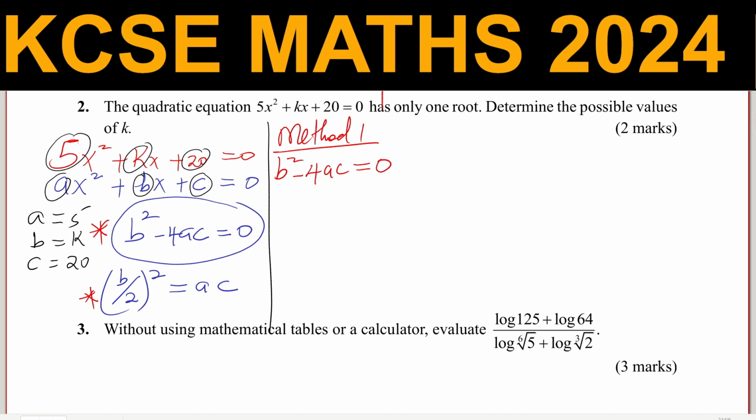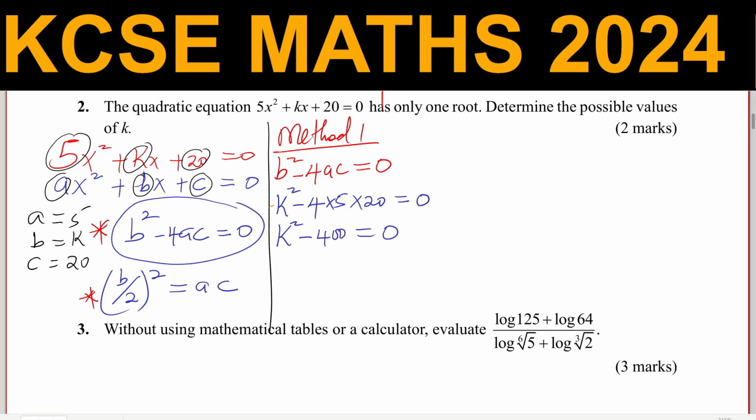And now you substitute the values of a, b and c. The b is k, so b squared will be k squared, minus 4ac, that is 4 multiplied by a is 5 and c is 20. This one is equal to 0. So you can see that it is possible to get the value of k. So k squared, therefore, this will be given by, if you multiply 4 times 5, that is 20, times 20, that will give 400, is equal to 0.